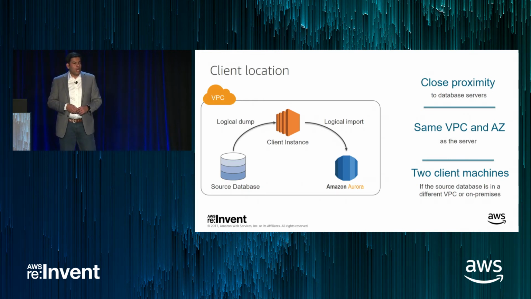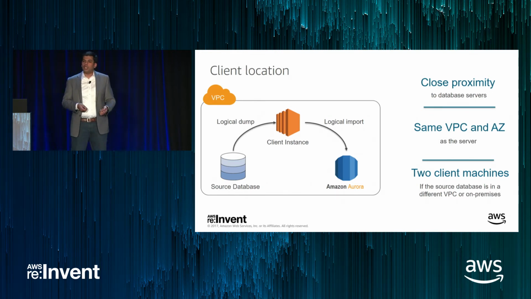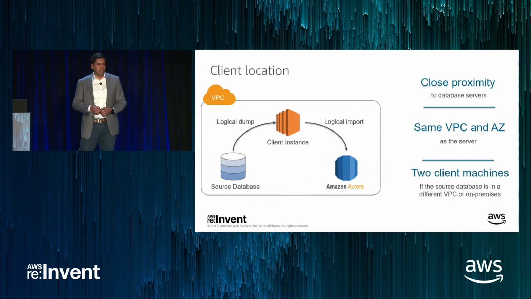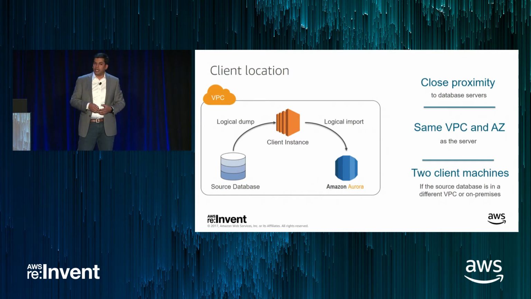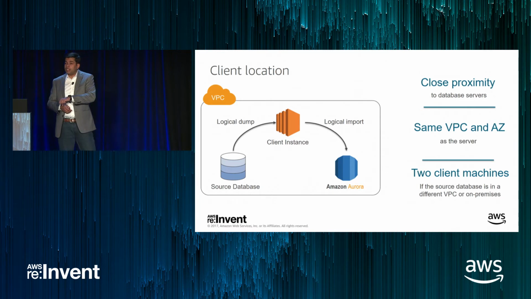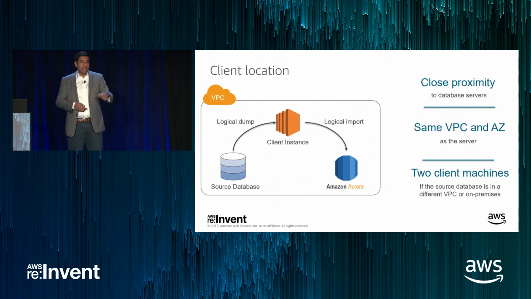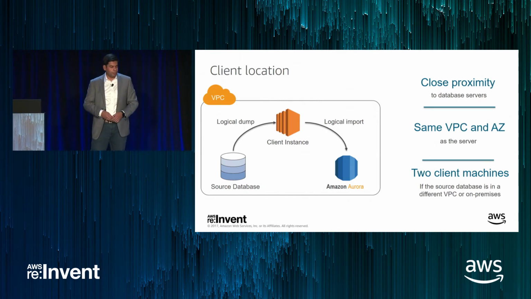Now, what happens in case you're running your database on premises? In that case, our recommendation is you use at least 2 clients. The first one would be, of course, in your data center closest to your source database. Take the dump, locate it into an S3 bucket, and from there, you have another client machine, which will be in the same VPC as your Aurora cluster, and that will ingest the data from the S3 bucket and restore it into your target Aurora cluster.